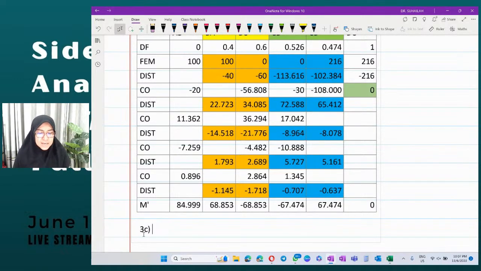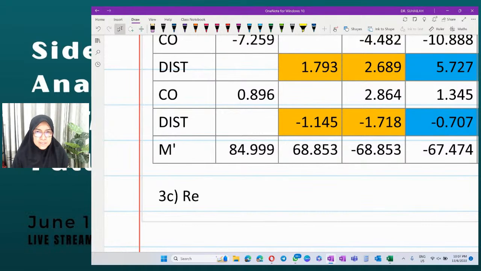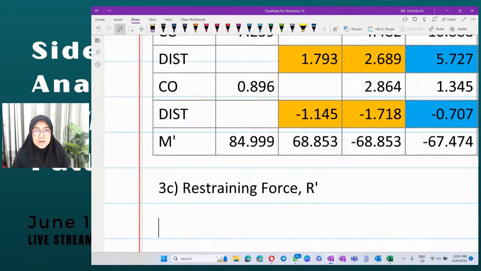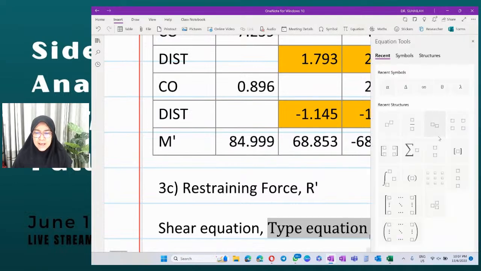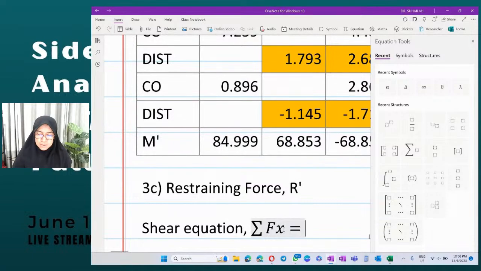In step 3C, we want to analyze restraining force. This time is R prime. So we will start with writing the shear equation. The shear equation is total Fx equal to 0.